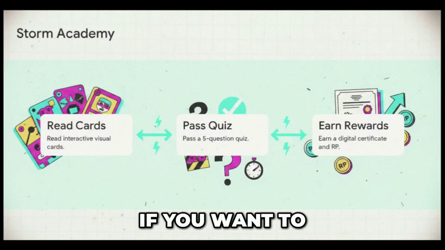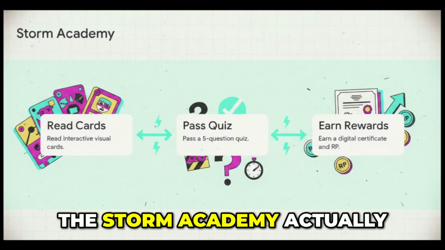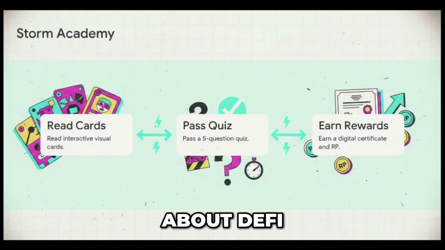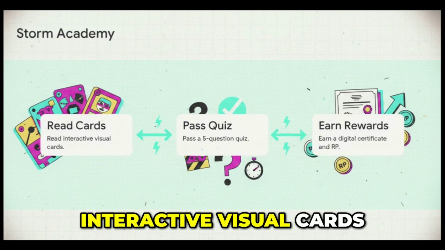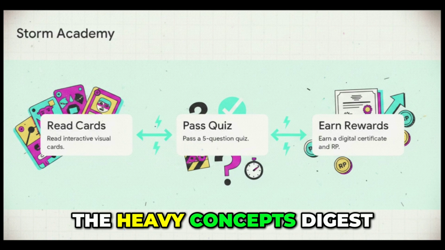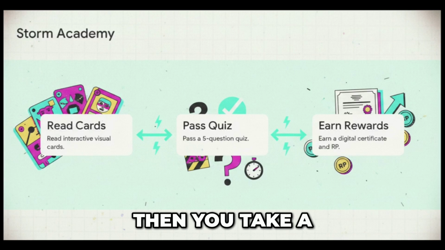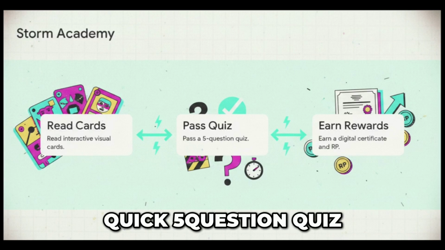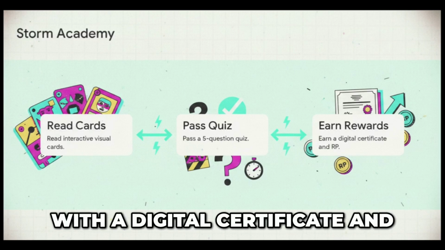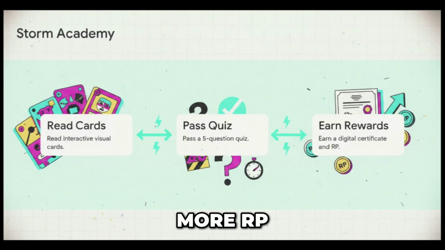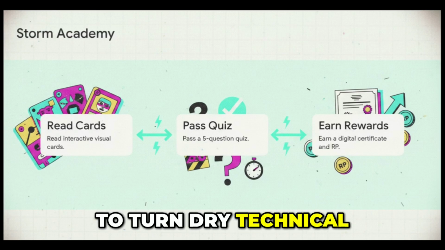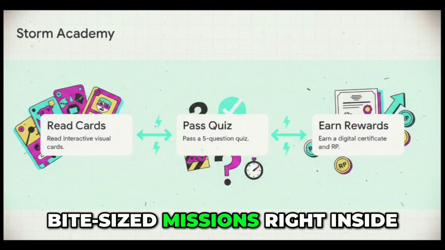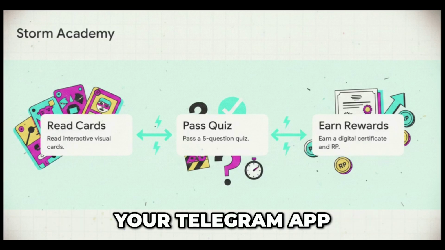And hey, if you want to level up your crypto knowledge, the Storm Academy actually pays you to learn about DeFi. You swipe through these really slick, interactive visual cards. They even throw in some memes to make the heavy concepts digest easier. Then you take a quick 5-question quiz. Pass it, and you walk away with a digital certificate and, you guessed it, more RP. It's a brilliant way to turn dry technical analysis into fun, bite-sized missions right inside your Telegram app.